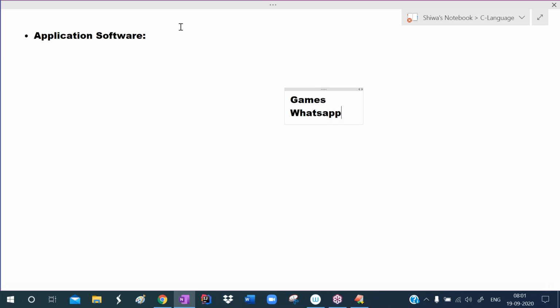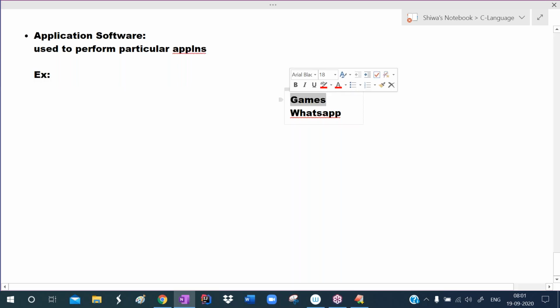So to perform particular applications, we use this software. Application software is the software used to perform particular applications. As per our requirement, we use them. For example, here games. If you want to play the games, we install it. So playing game is our task. Texting to friends, chatting, video calling, audio calling. If that is our requirement, we use WhatsApp.